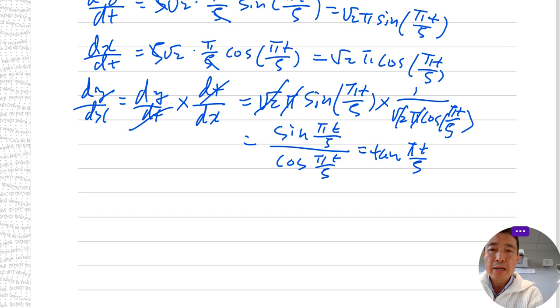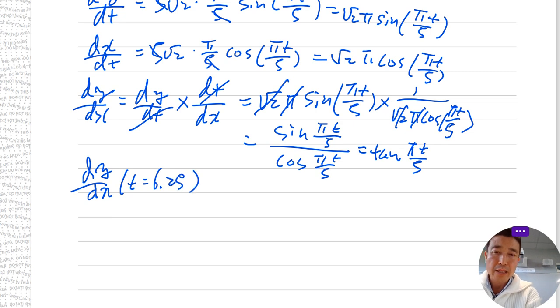You have to find out dy/dx when t is 6.25. So we plug 6.25 into this: tangent of pi over 5 times 6.25.